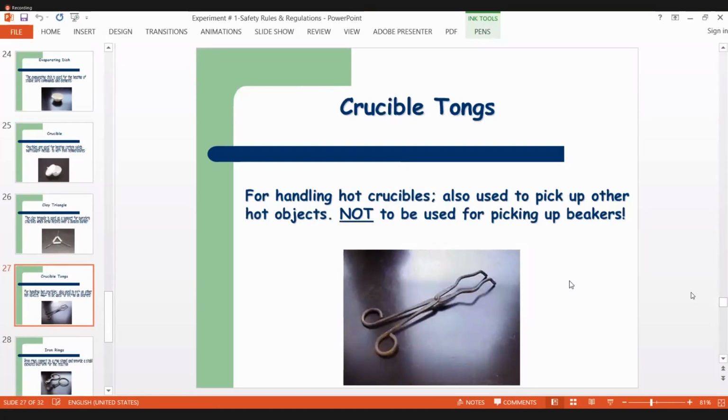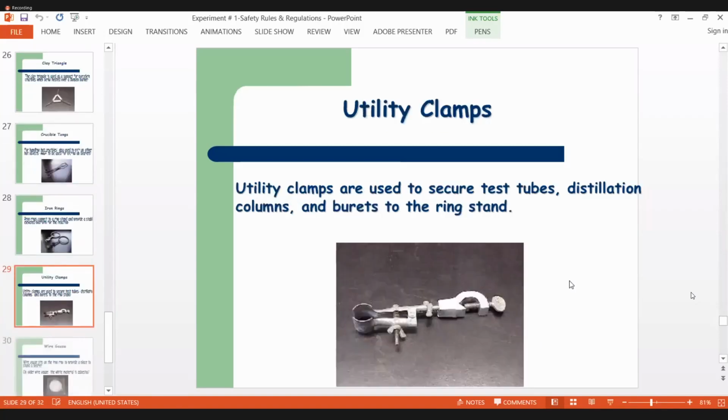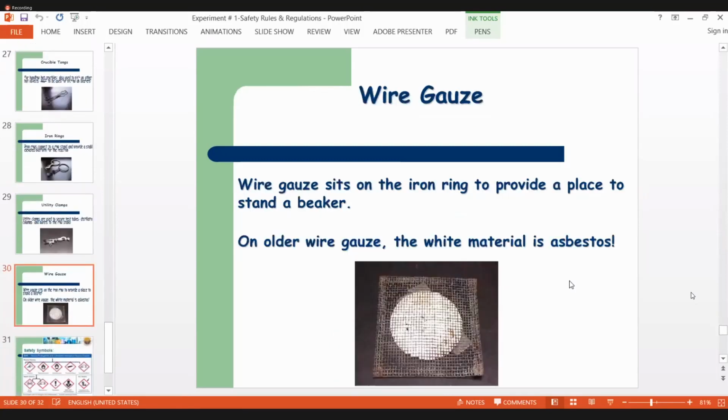This is the crucible tong. The crucible will be very hot, so you can use this tong to hold it. Iron ring. Sometimes you can fix this iron ring with the stand, and you put the triangle over it, and then you put the crucible and heat it. This is the utility clamp. If you have any stand, you can tie it with the clamp to hold the tube.